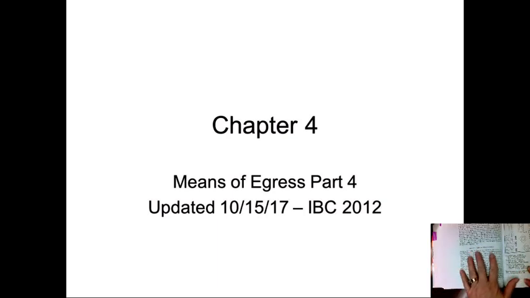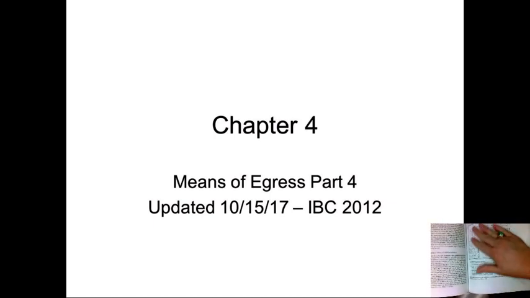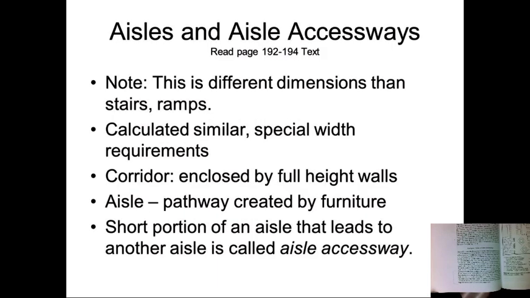One of the things you've gone through and learned a little bit about is egress, different parts, but we're going to talk about aisles and aisle access ways. It's mainly about this particular figure 4.21 in your textbook. We're going to go through it and have a better understanding of what it is.